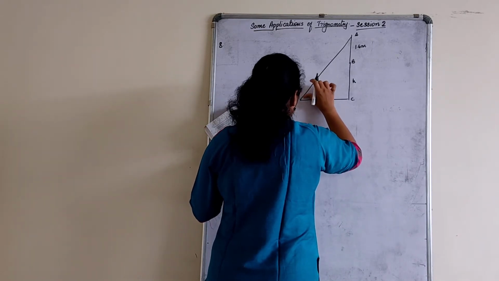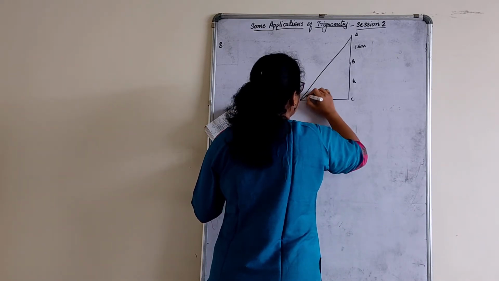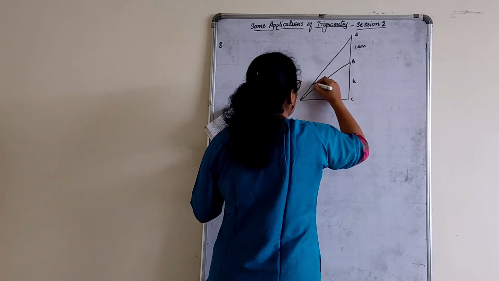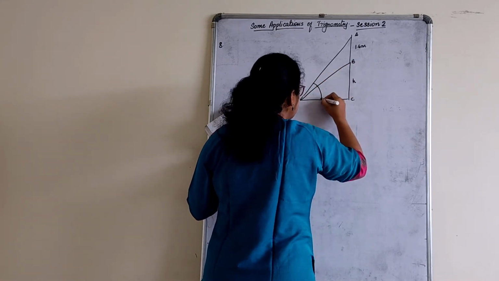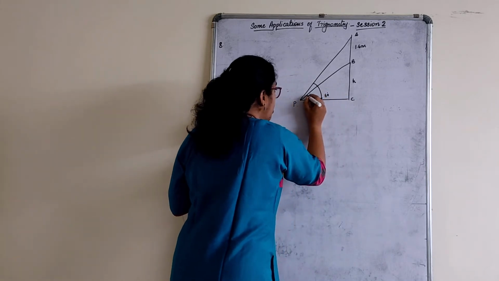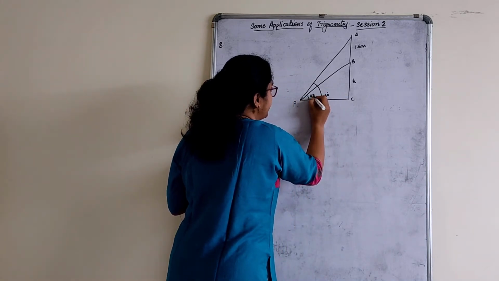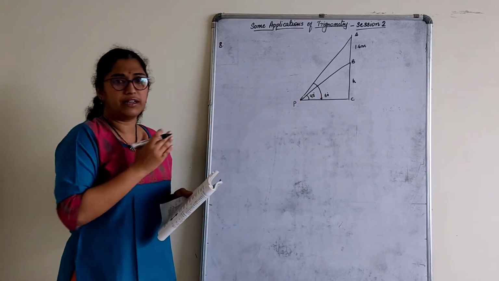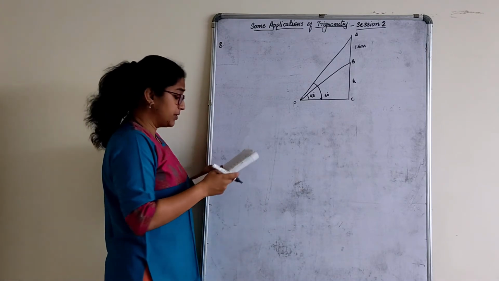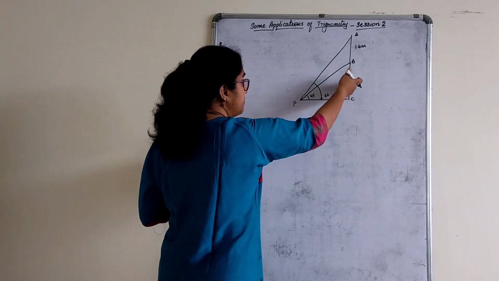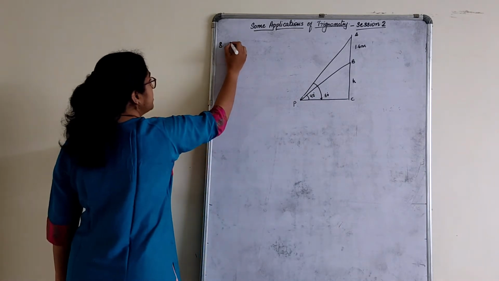Wait, I will mark this later. The top of the statue is this, the top of the pedestal is this. The top of the statue is 60 degree and the top of the pedestal is 45 degree. Same as the previous sum we had marked, the same thing I have marked here. What we have to find? Find the height of the pedestal. I have marked it.